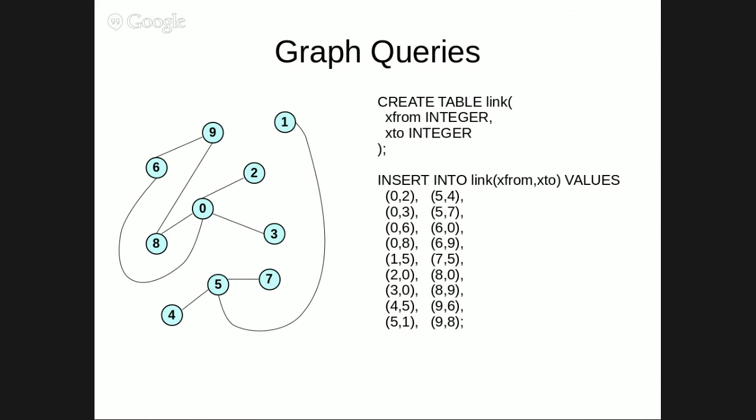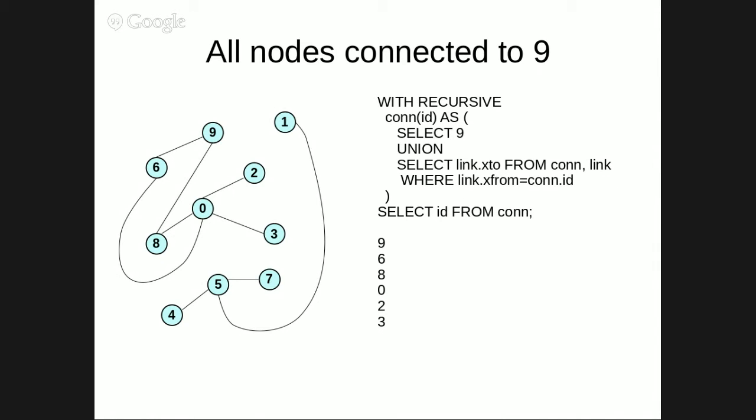So this is really encoded as a directed graph, but I've drawn an undirected graph. It's a directed graph where there's always a pair going in the other direction. So the question is, how do I find all nodes that are connected to node 9?